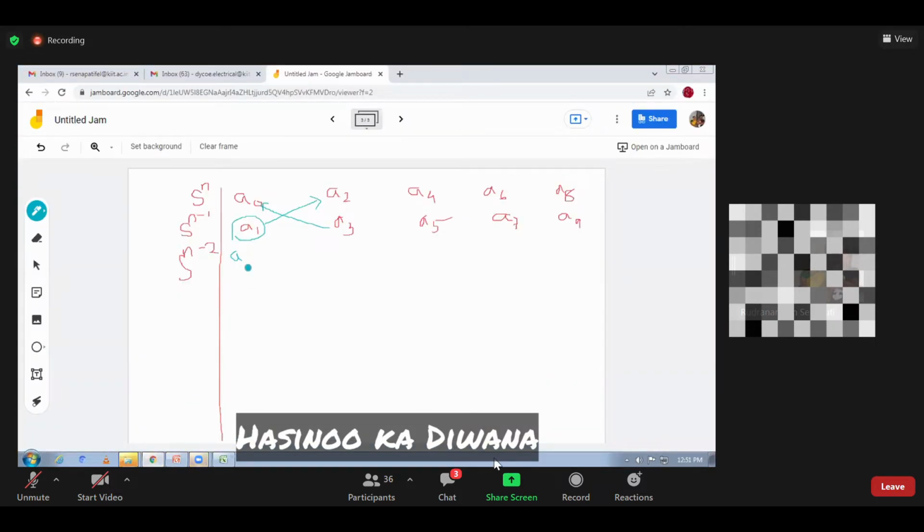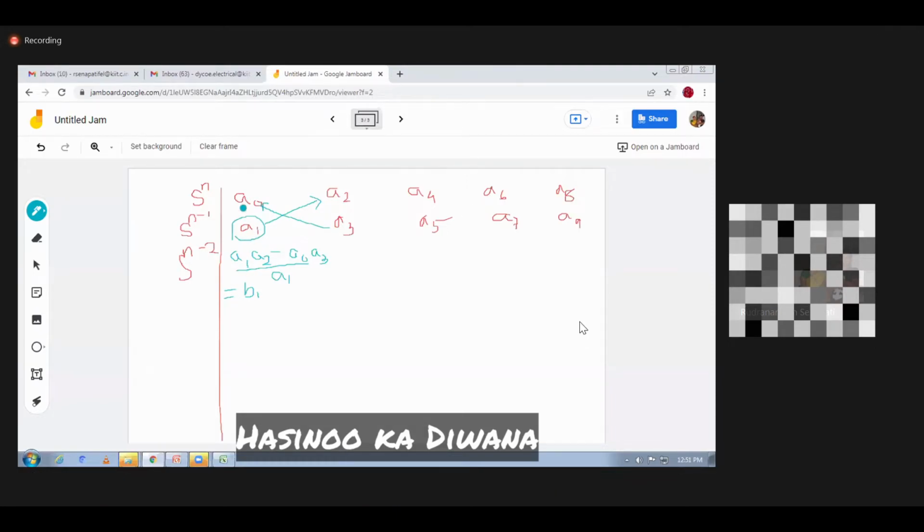So you'll get A1, A2 minus A0, A3 divided by A1. That will be equal to, let it be B1. Right? This has to be written under the first column. Then you have to go for the second column.